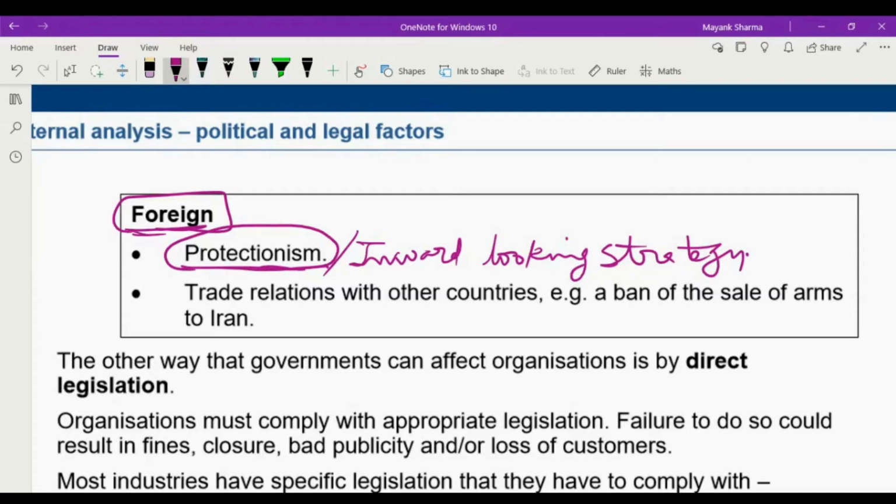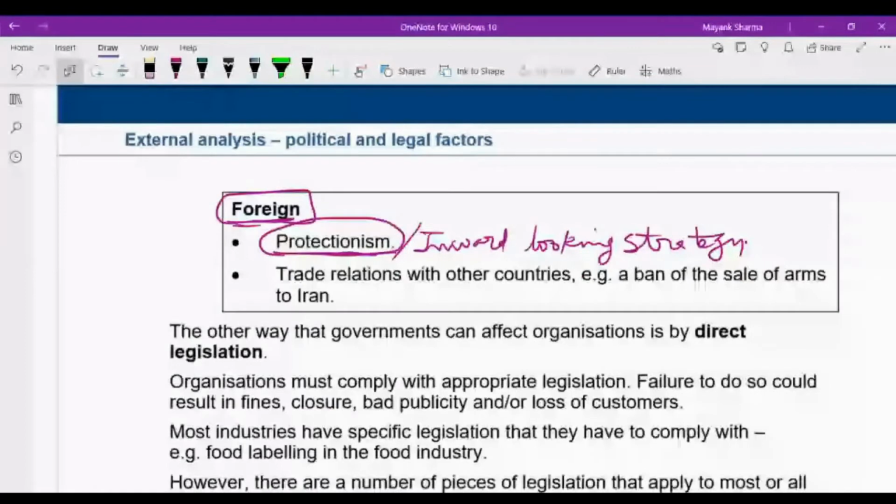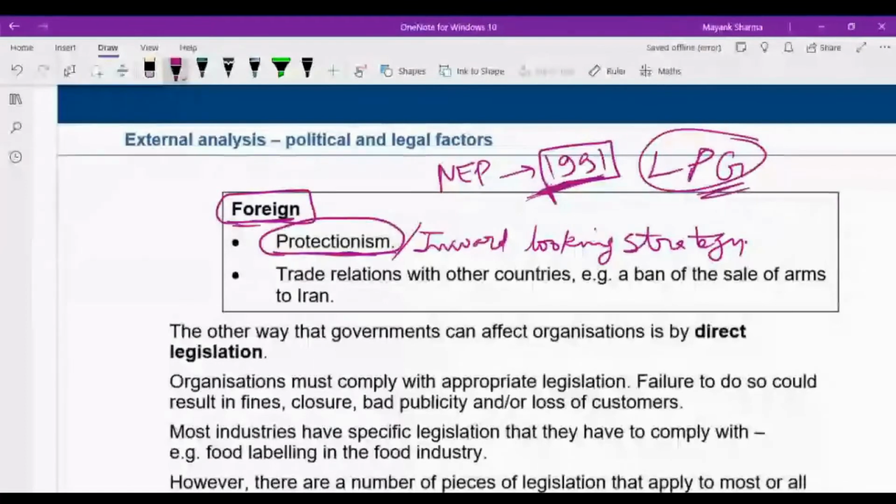It depends on what kind of policy or outlook the government is actually taking. So an example will be the new economic policy, which came in 1991. Prior to that, India was a protectionist state. It was protecting the domestic industry from international competition. But after the new economic policy of 1991, India took a U-turn. These kinds of amendments or changes are popularly known as LPG: liberalization, privatization, and globalization. These are the policies which were followed after 1991.